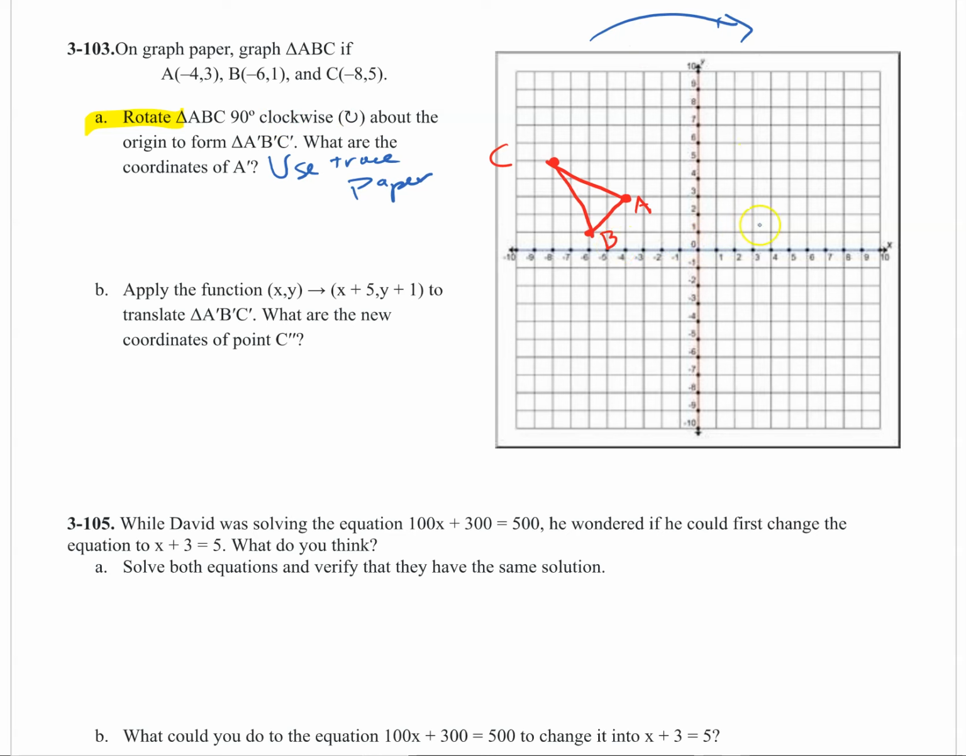So use your trace paper, and you're going to find out that A prime is here. Again, you just use your trace paper. B prime is there. And there's C prime. So you can see that it rotated from here to here. And it's clockwise, same way the clock goes. And I use prime notation. A prime, B prime, C prime. What are the coordinates of A prime right here? That's going to be 3, 4.